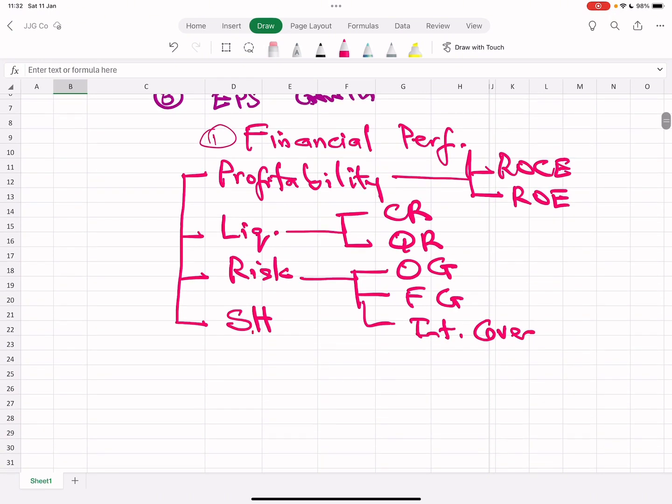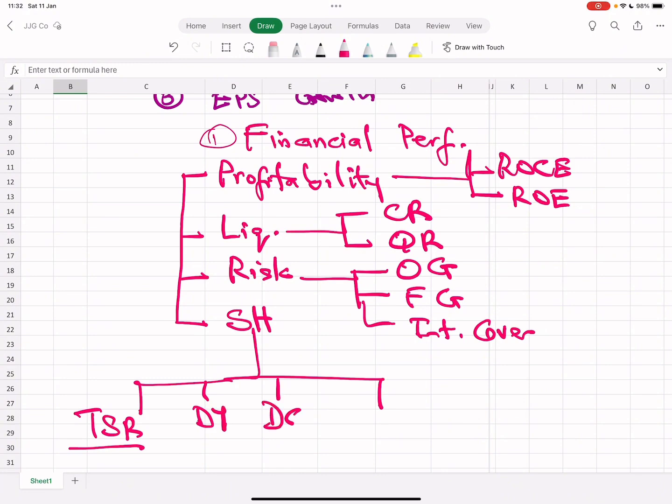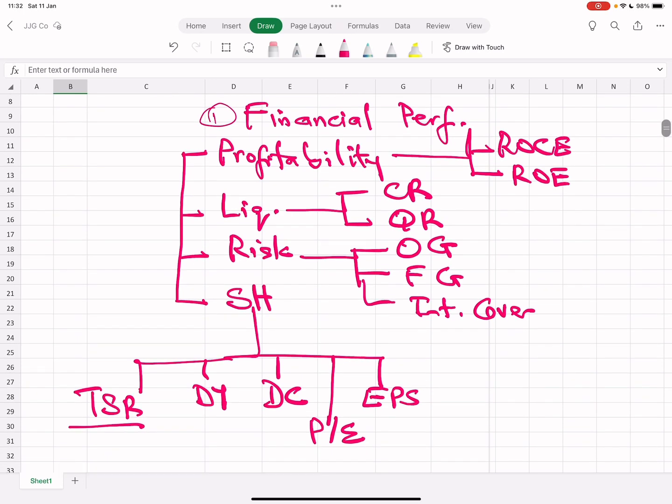And for shareholders ratios, I told you can do total shareholders ratio, which is the best. Dividend yield you can do, dividend cover you can do, and EPS you can do, and also price earning ratios. So once you have this little structure, you can just drop this down quickly on your rough sheet. Then it's not left to you to decide.